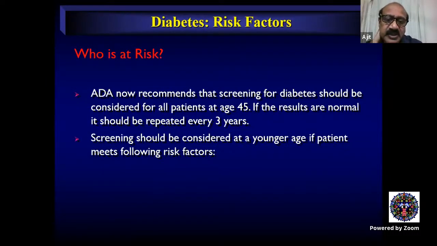Who is at risk? The American Diabetic Association has recommended that screening for diabetes should be done for all people above 45 years. If they are not proven diabetics and it is normal, then it should be repeated once in every 3 years. And screening at a younger age is also indicated.